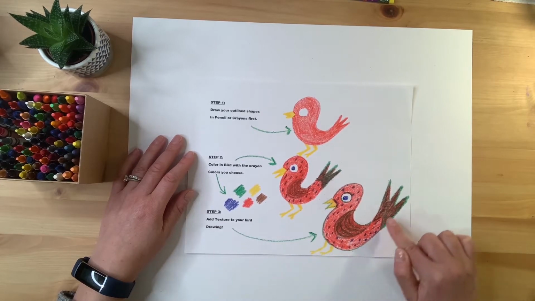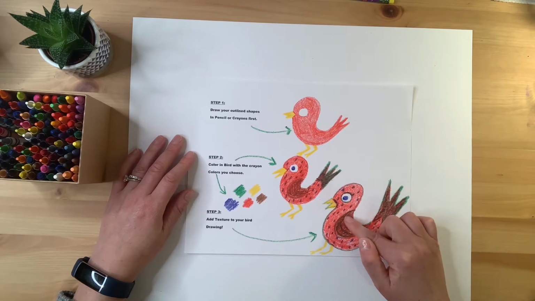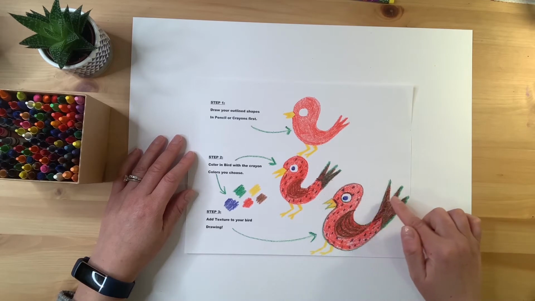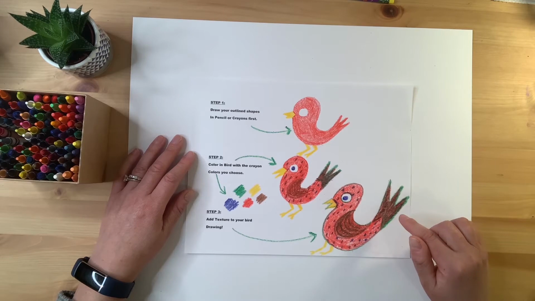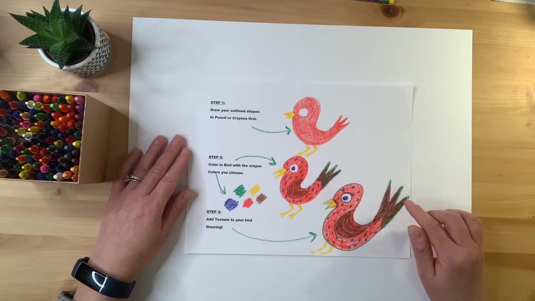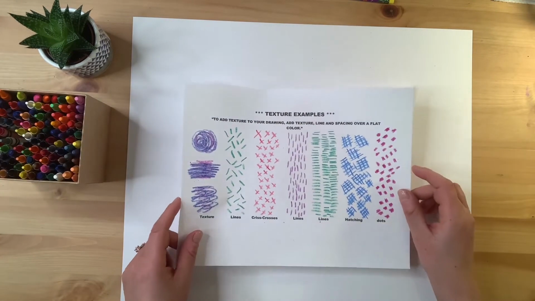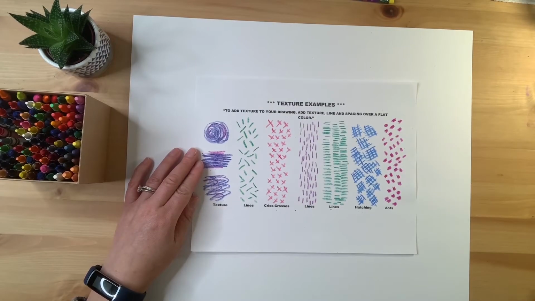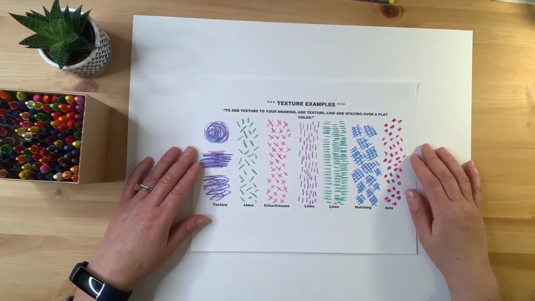And here is what we do for texture. We've added dots here. We filled in the lines on the bird's wings. And we've added some more detail to the tail of the bird, his tail feather. And the way you add texture is like so. In order to add texture, we have texture examples, which I've actually drawn out for you.